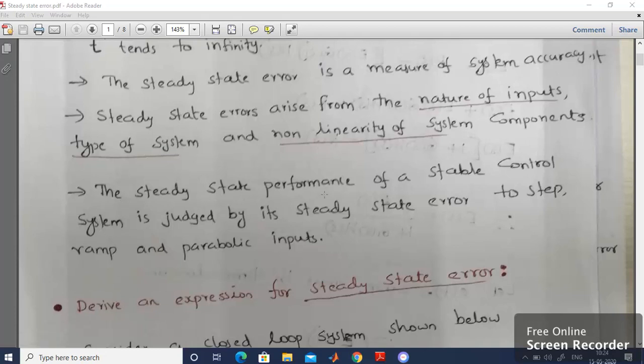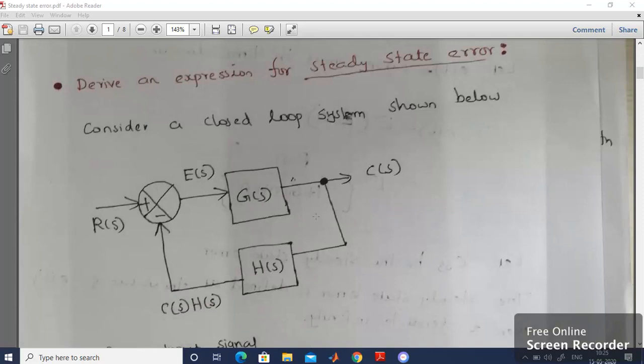Moreover, the steady state performance of a stable control system is judged by its steady state error to step, ramp and parabolic inputs. Now let's derive an expression for steady state error.